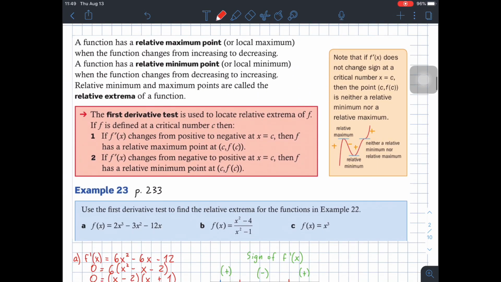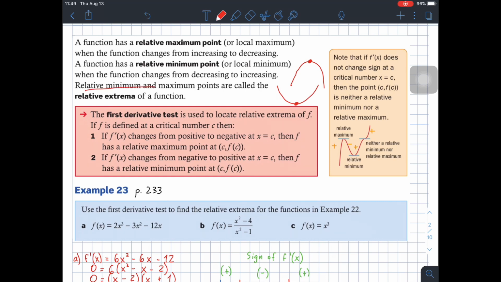It says, a function has a relative maximum point, also known as local maximum, when the function changes from increasing to decreasing, right? Whenever we're increasing and then we go decreasing, then we have a maximum point, right? And a function has a relative minimum point or local minimum when the function changes from decreasing to increasing, right? We come decreasing, and then we go increasing. So this point over here corresponds to a minimum point.